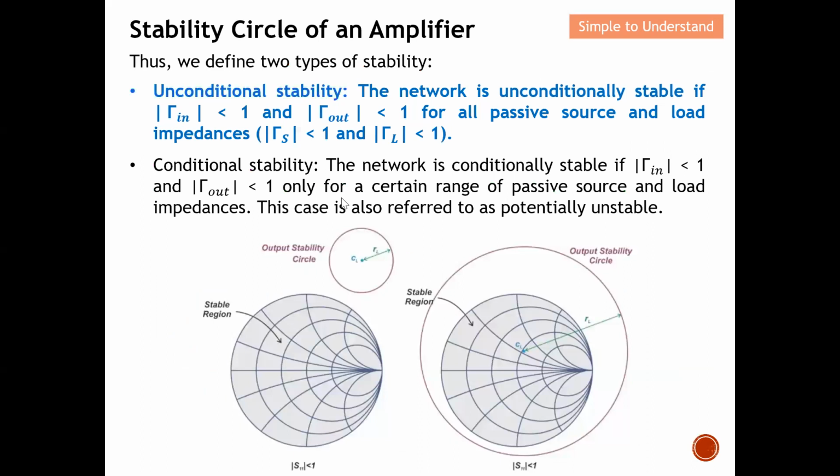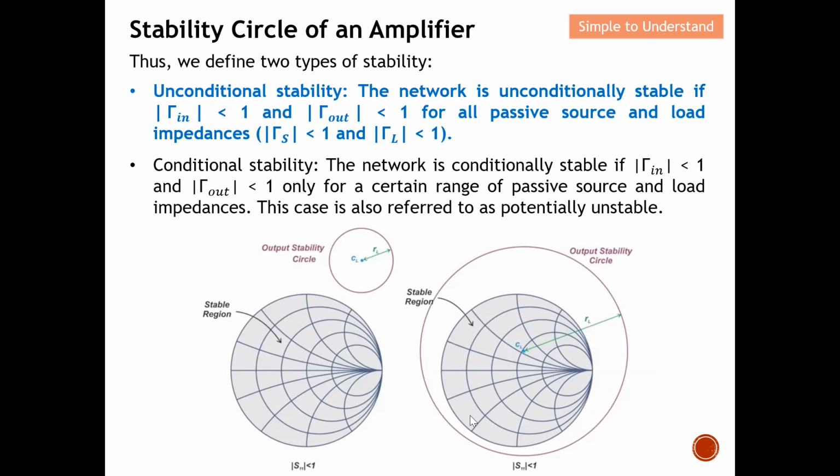Let's quickly understand the two types of stability. The first condition is that the amplifier will be always stable. Basically, it falls under this criteria here. You can see that this is the stability circle, and it does not overlap with the Smith chart. So this part here will be always stable, hence under this condition, the amplifier will be always stable.